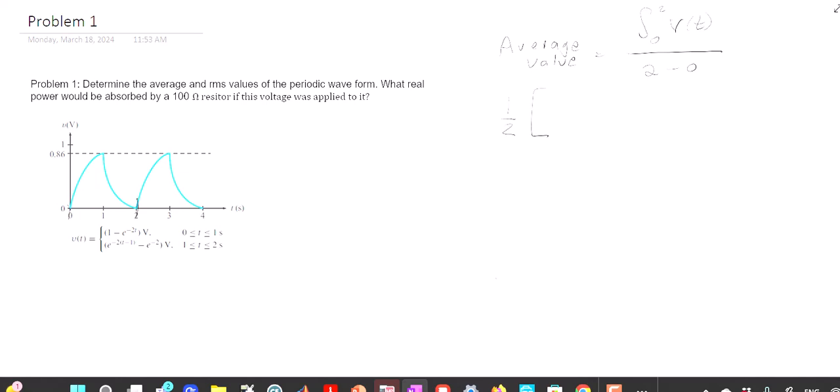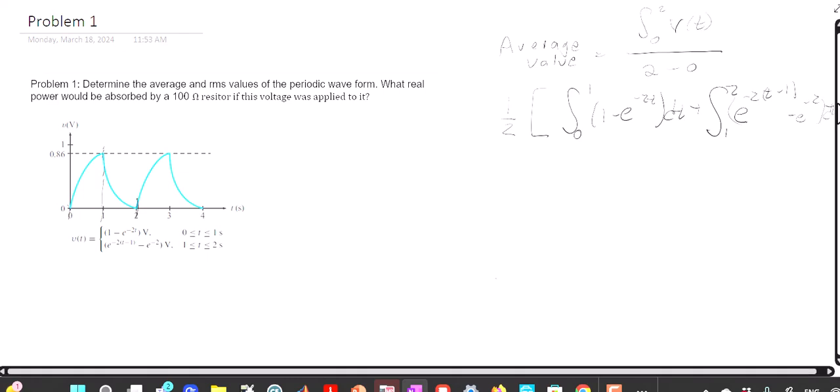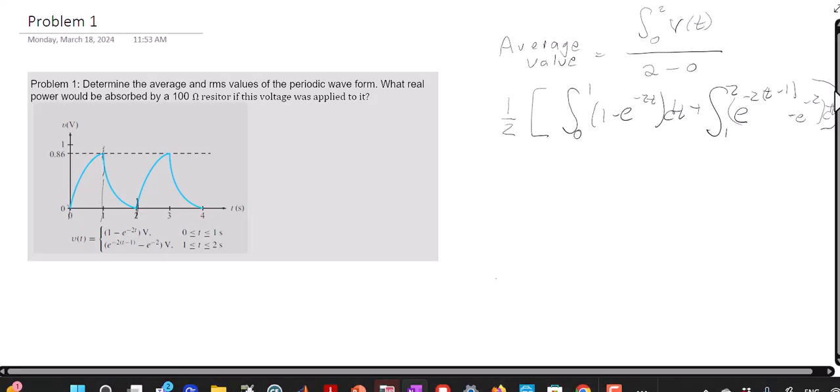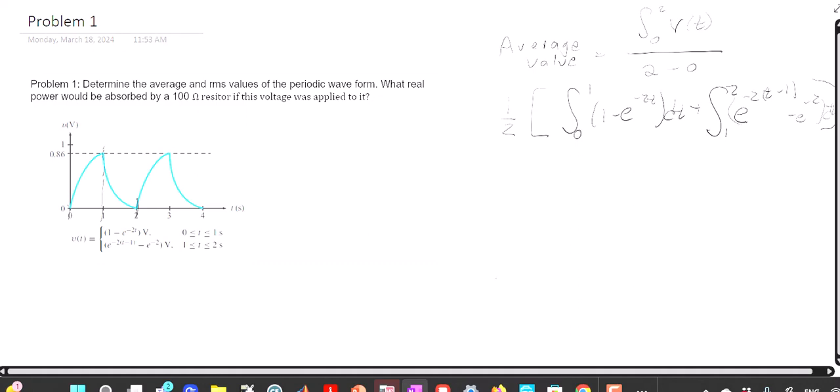And then if we look at our integral, we can see we've got two functions here, one from 0 to 1 and one from 1 to 2. So it'll be the integral from 0 to 1 of 1 minus e to the minus 2t dt, plus the integral from 1 to 2 of e to the minus 2t minus 1 minus e to the minus 2 dt. Alright, so now we just have to remember how to integrate.